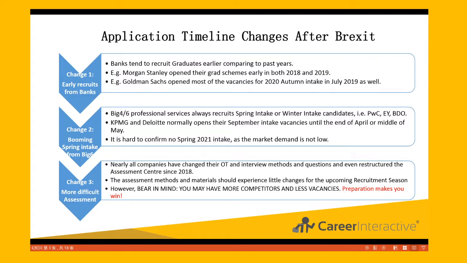Back in 2018, Morgan Stanley opened their vacancies in June, and last year Goldman Sachs and Morgan Stanley all opened their vacancies in July. So this year, due to the various situations, maybe they may change a bit about their recruitment method, for example, changing from on-site to online, but they will still be recruiting at roughly the same time of the year. So you should still prepare, as they will open the vacancies in June or July.